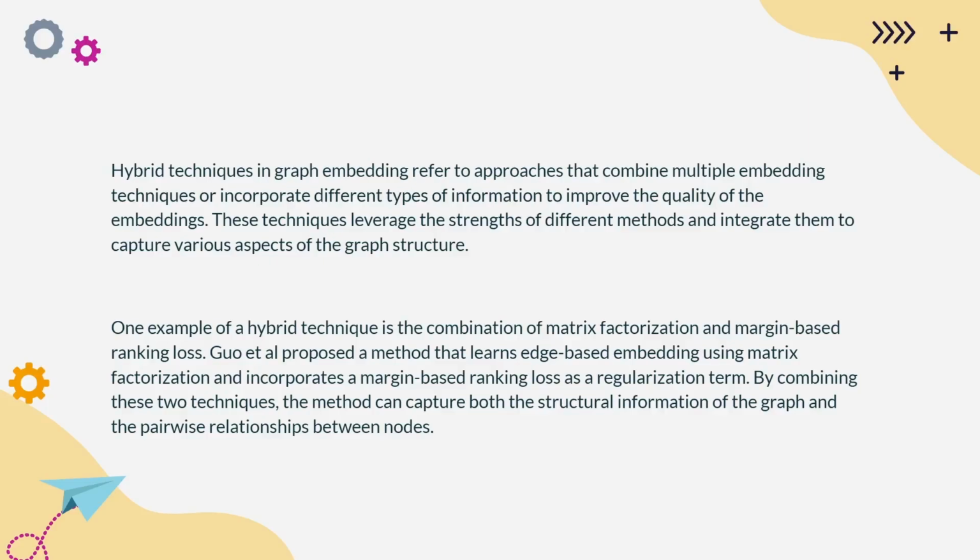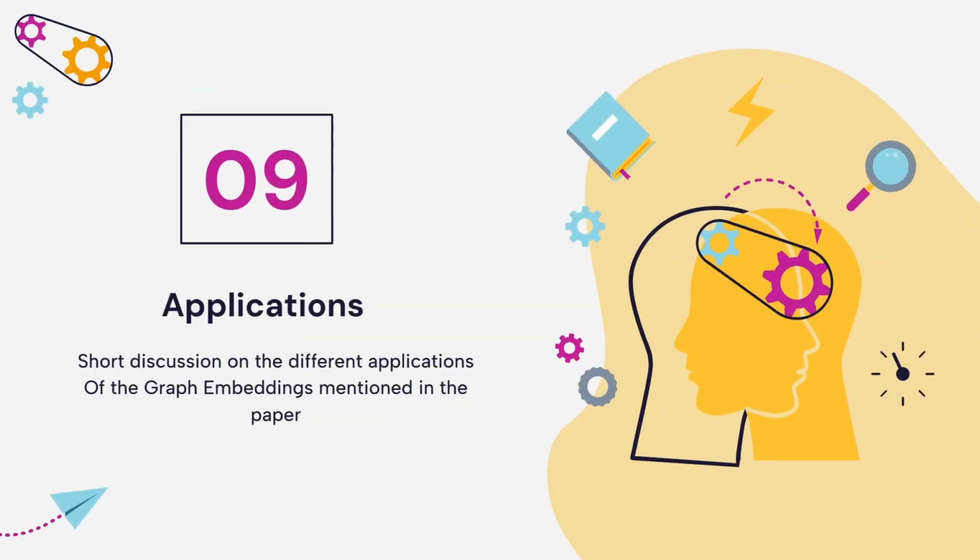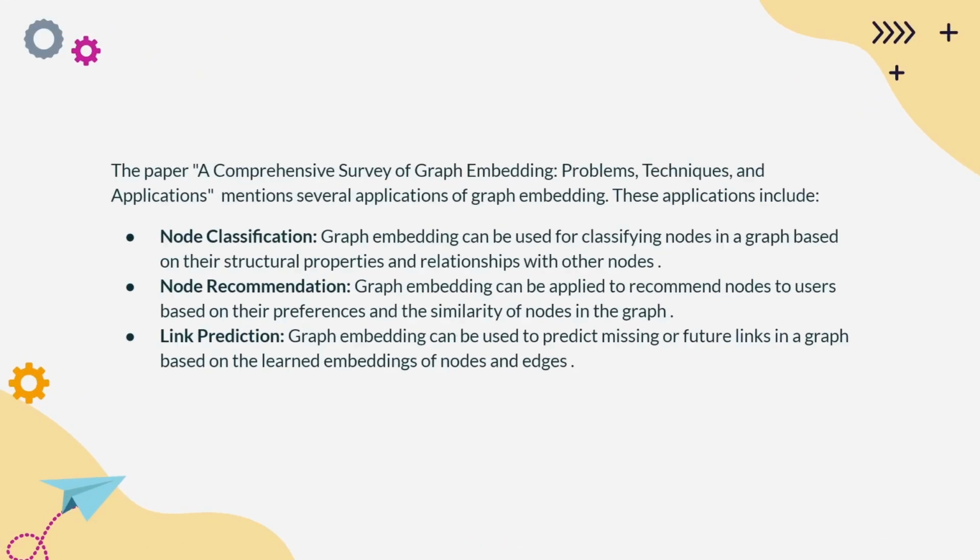One of the hybrid techniques is the mixture of matrix factorization and margin-based ranking loss. This method learns the edge-based embedding using matrix factorization and incorporates the margin-based ranking loss as a regularization term. By incorporating these two techniques, the method can capture both the structural information of the graph and the pairwise relationship between the nodes. Next, we shall see the applications of the graph embeddings that have been discussed in the paper.